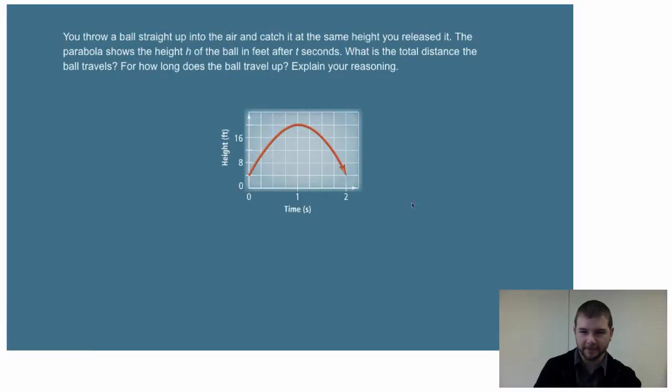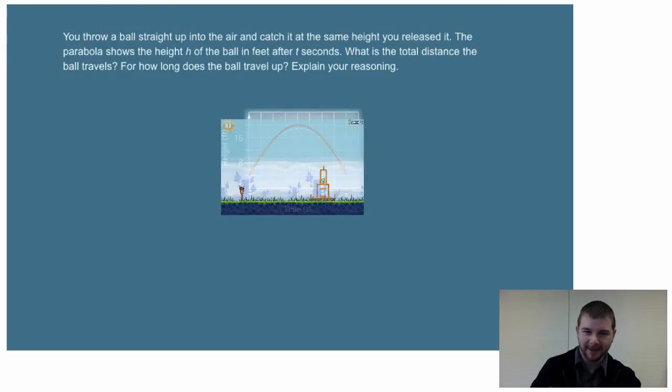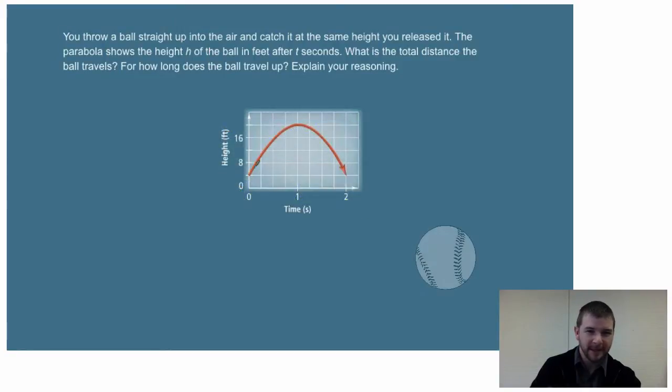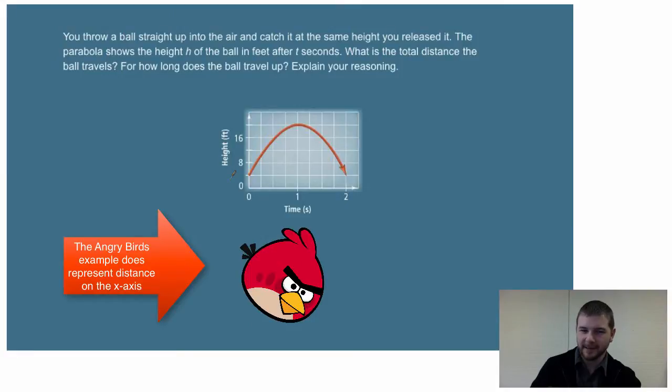Explain your reasoning. I'd say one of the first things we need to accomplish right now is to make sure that when you see this parabola, you don't see this as being like an Angry Birds style parabolic flight of an object. Recall, our ball is flying straight up and straight down. The y-axis of this graph represents the ball's height in feet. The x-axis doesn't represent its horizontal distance from us, like the Angry Bird example. It just represents the time.